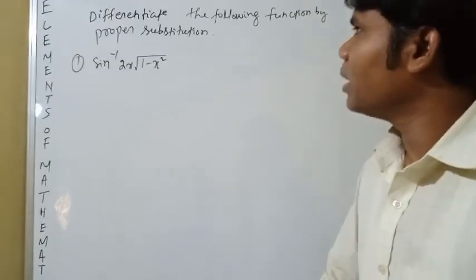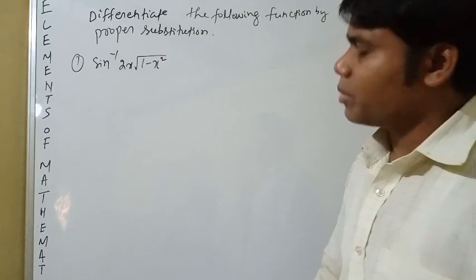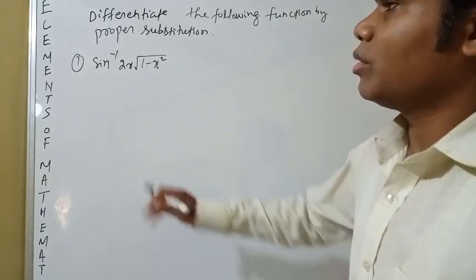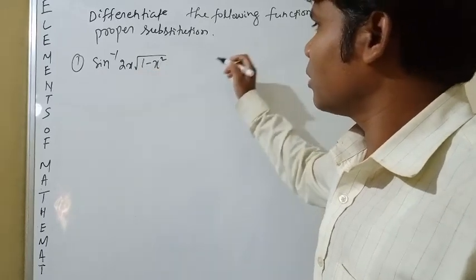Today I need to discuss some problems of derivatives. The question is: differentiate the following function by proper substitution. The function is sin inverse of 2x root over 1 minus x square.